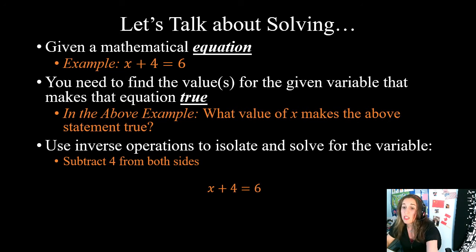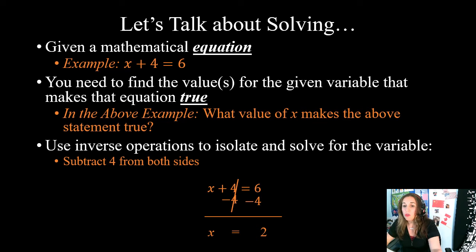So if we're subtracting 4 from the left side, we better be subtracting 4 from the right. Otherwise, they will no longer remain balanced. So we subtract 4 from the left to isolate x. We must subtract 4 from the right. That's going to clear the 4's, right?